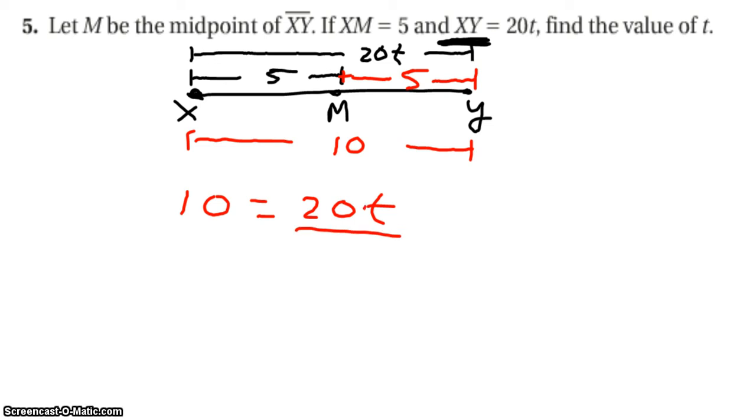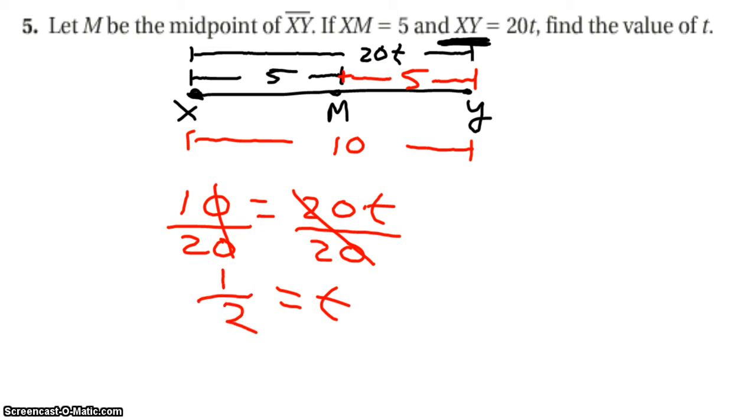Well, if I have 20 times t, what am I going to divide by to get t alone? Okay, so if I divide that side by 20, I must divide this side by 20. So t equals 1/2. I hear some people say 0.5, and that's the same value. If we take 1/2 and plug it into this t here, what is 20 times a half? 10. And 10 is what we said this entire segment equals. So we are correct. Okay?